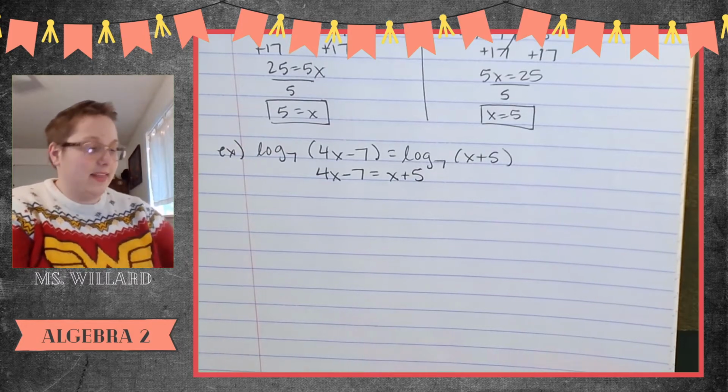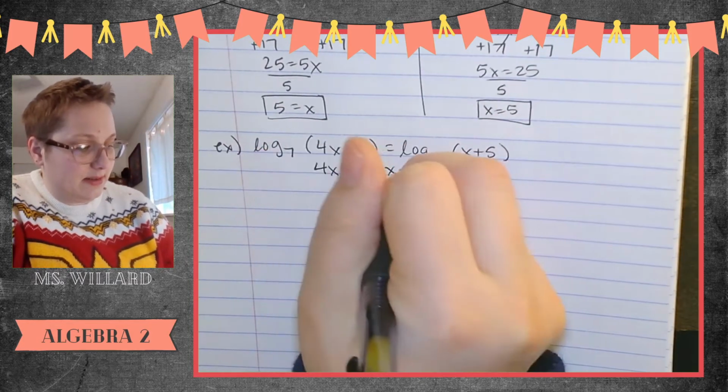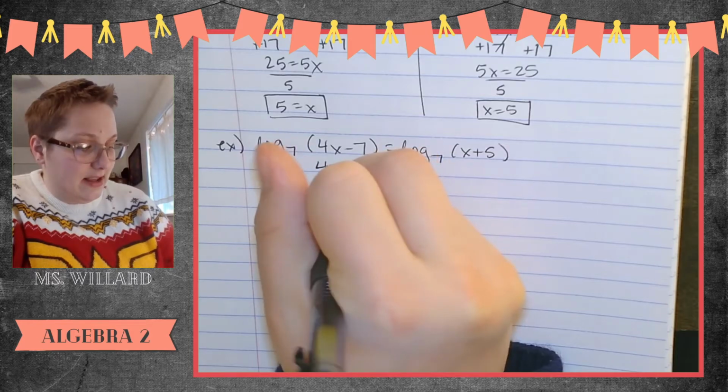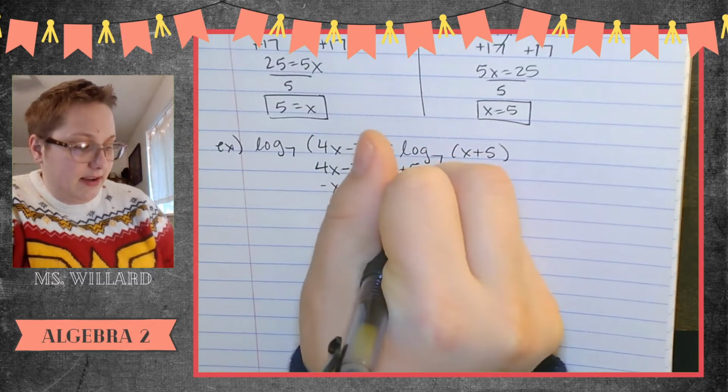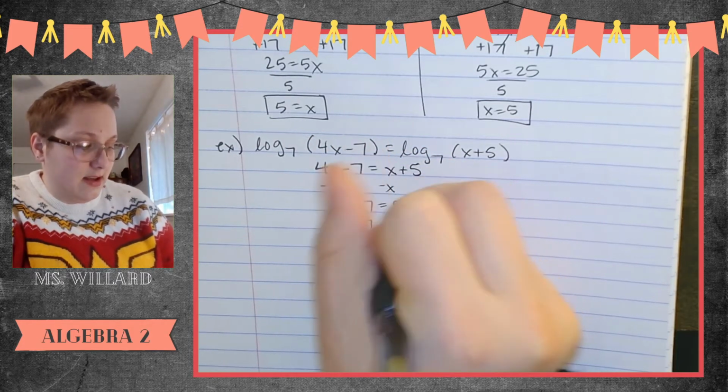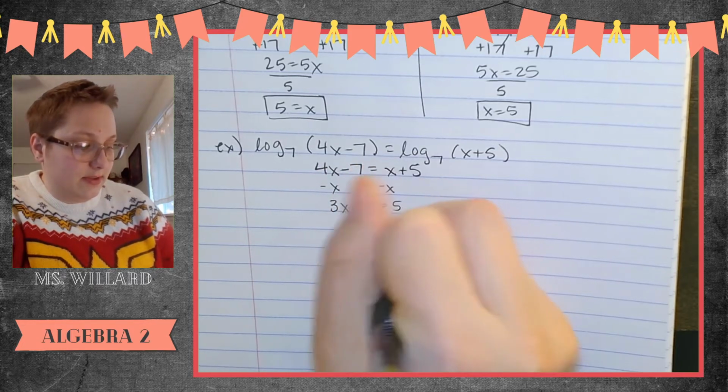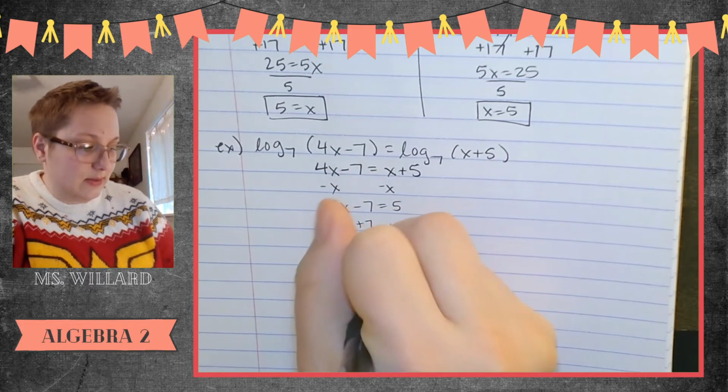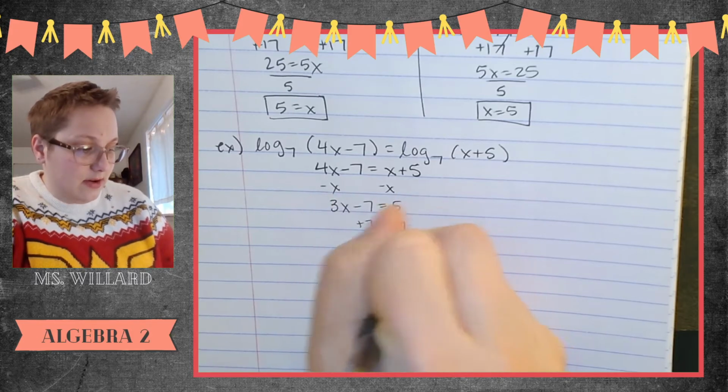That's all. And then I solve this. So I subtract x. I get 3x minus 7 equals 5. Add 7. 3x equals 12. Divide by 3. x equals 4.